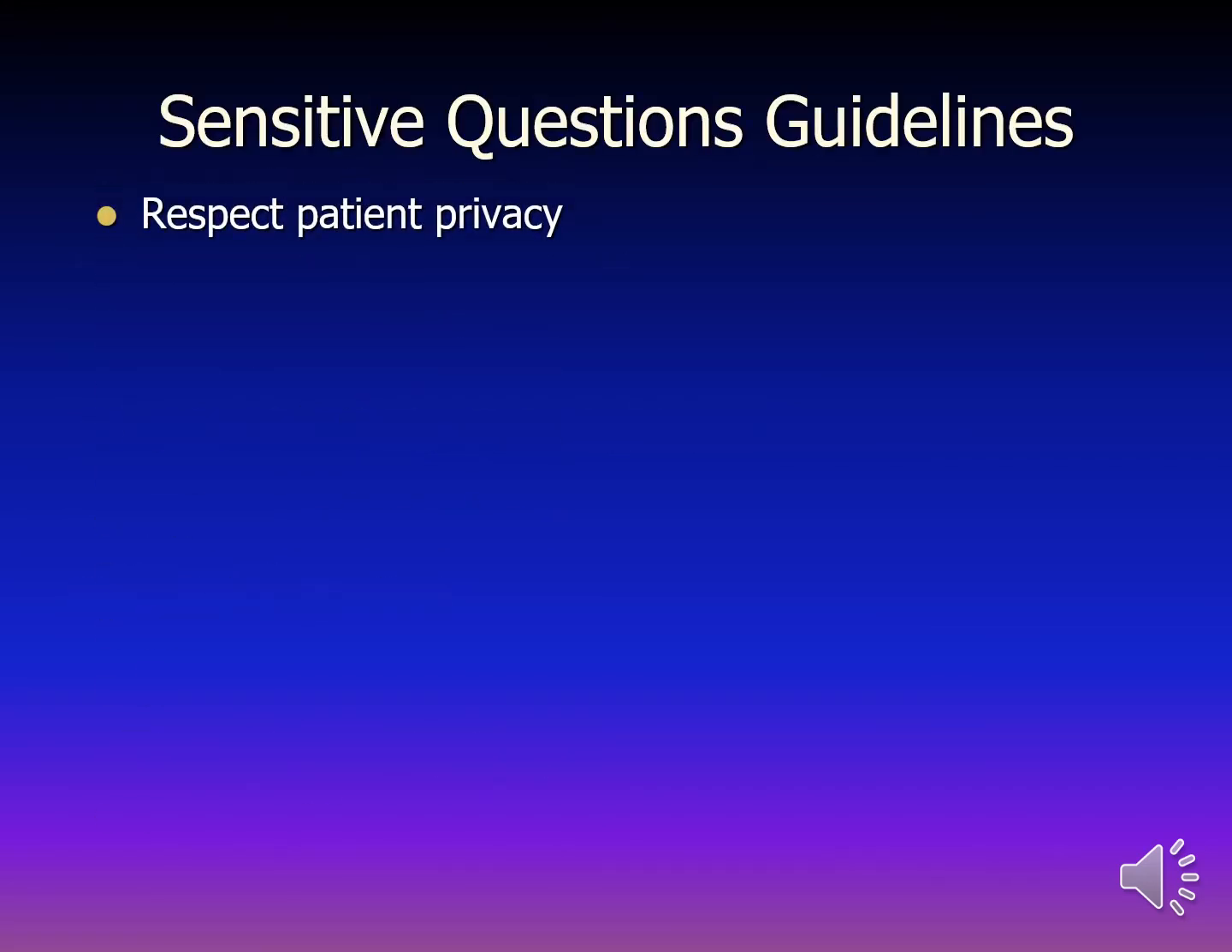Sensitive questions guidelines, including respect for patient privacy. You have to ask about these conditions in privacy. Even avoid asking in front of the husband or wife or his parents or sisters. Please take privacy with the patient in this situation, more important. Be direct and firm. Ask questions direct and firm.